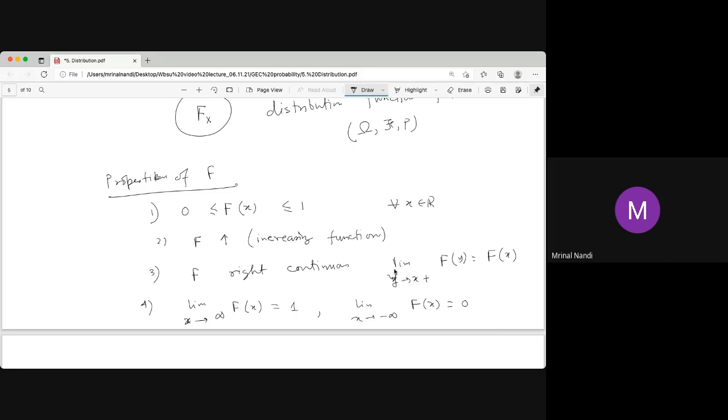So we know what a limit is, and we know what an increasing function is: if b is greater than a, then Fb is greater than or equal to Fa. This is the increasing function property, and it is right continuous, not left continuous. And as x tends to infinity, Fx is 1, and as x tends to minus infinity, Fx is 0.